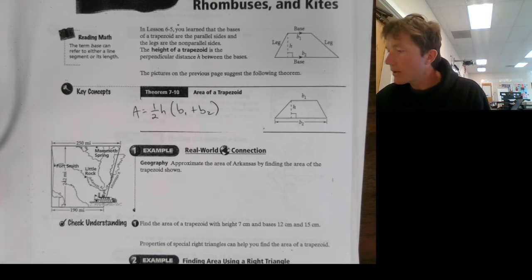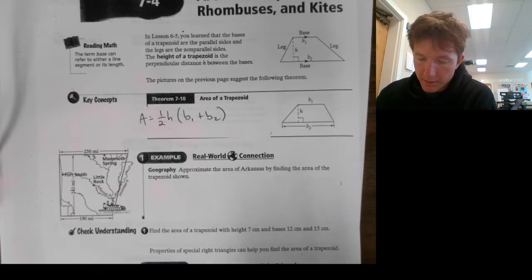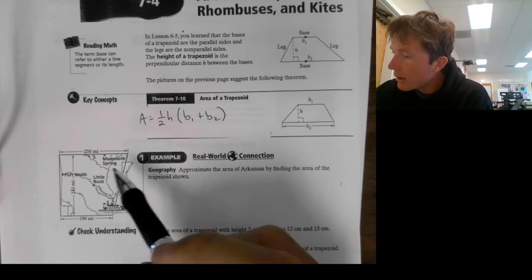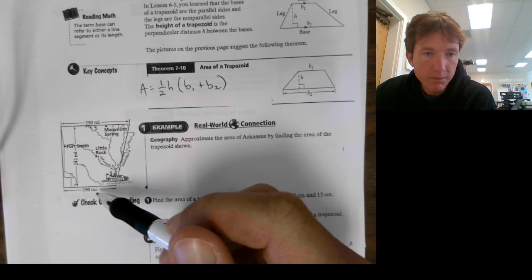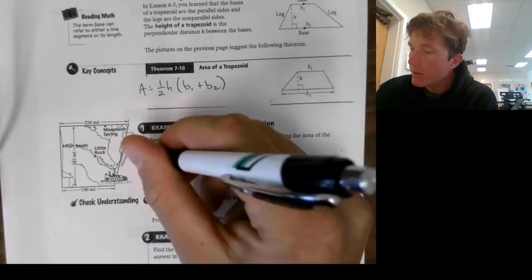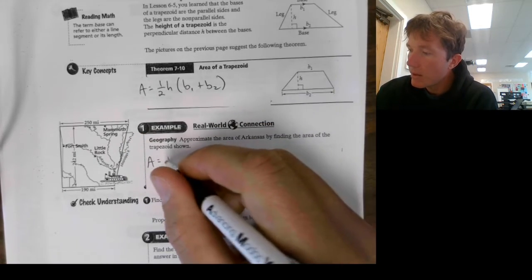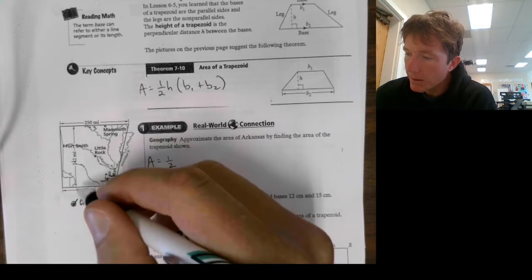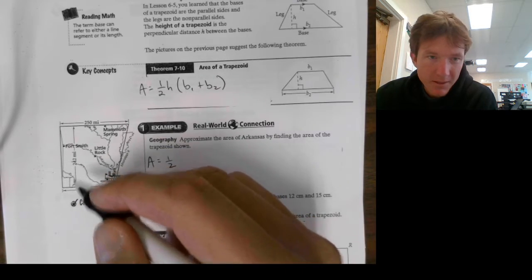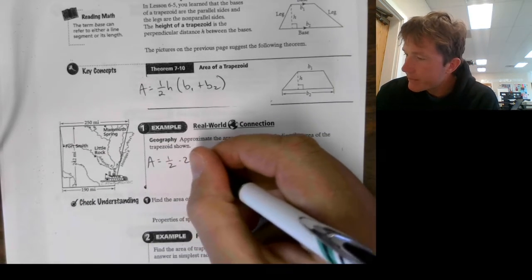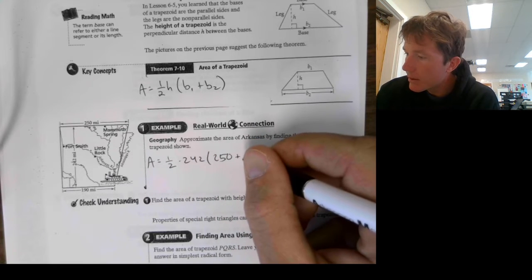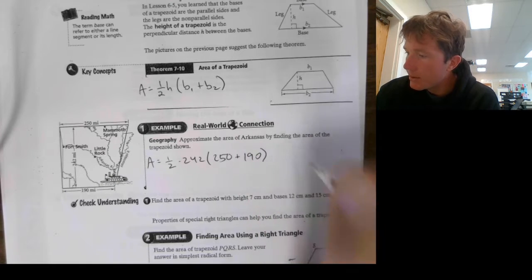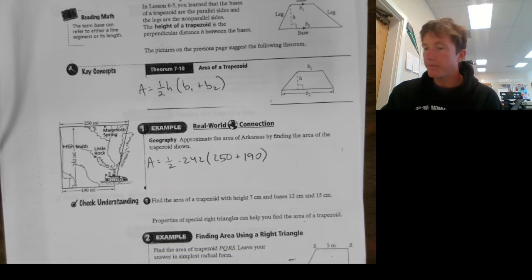Approximate the area of Arkansas by finding the area of the trapezoid shown. Okay, so we have Arkansas. It looks like a trapezoid. Base 1 is 250, base 2 is 190. So my area here is going to be 1/2 the height, that's this perpendicular distance between the two bases, that's 242. And then we'll do base 1 plus base 2, plug in values there.